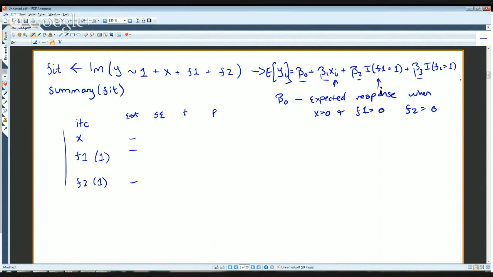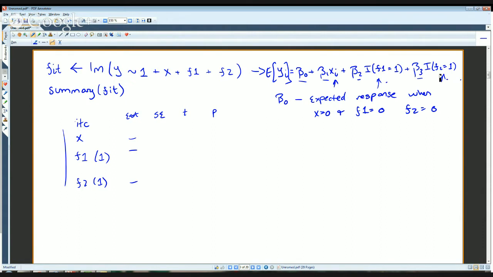This term here that's only 1 when f1 is 1 would have to be 0, so that would mean f1 would have to be 0. And this one, when f2 is 1, would have to be 0. So that's only true when f2 is 0. Okay, and so if all those are true, then it doesn't matter what beta 1, beta 2, and beta 3 are. That's 0, that's 0, and that's 0. And so then you get beta naught.